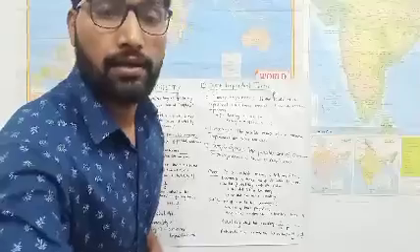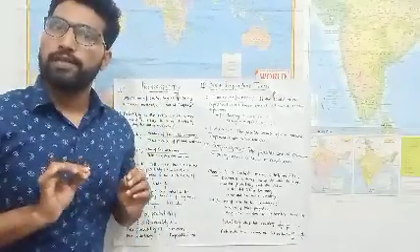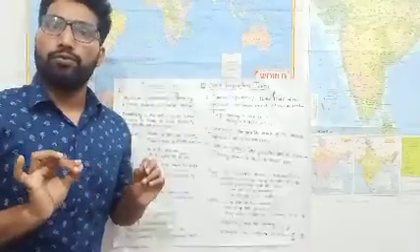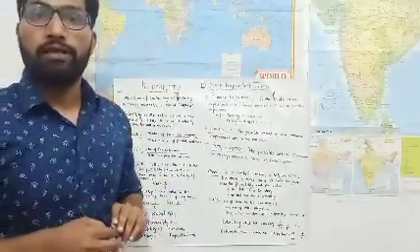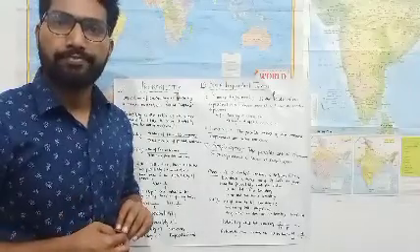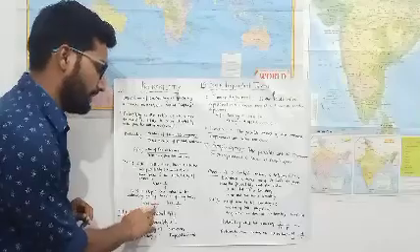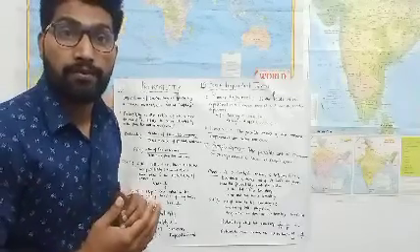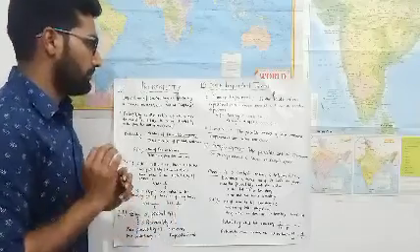Next example: while we toss a coin, the total possibility is equal to 2. It may be head or it may be tail. So, if I ask what is the probability of getting head, the answer is 1 by 2. If I ask what is the probability of getting tail, the answer is 1 by 2.